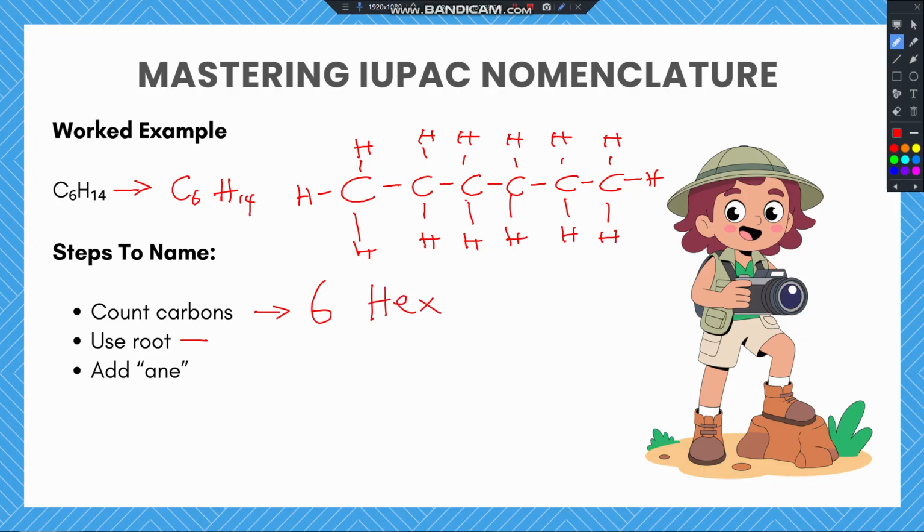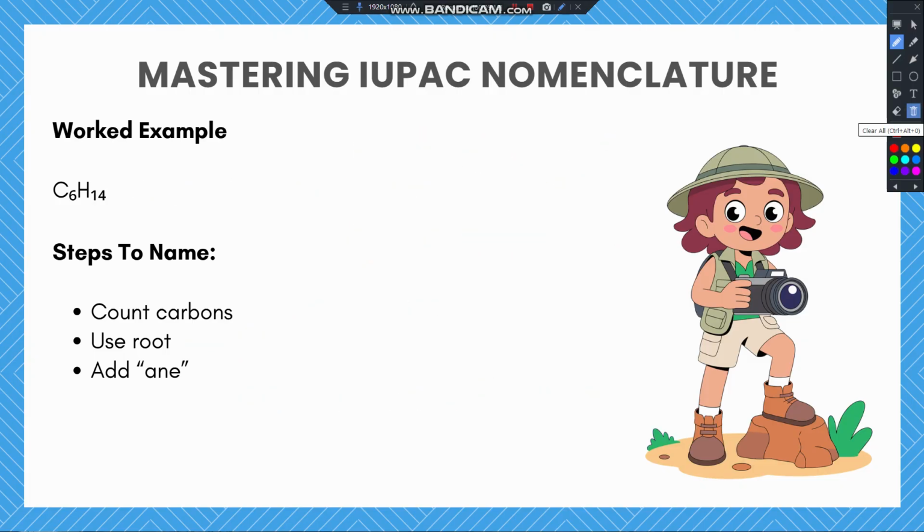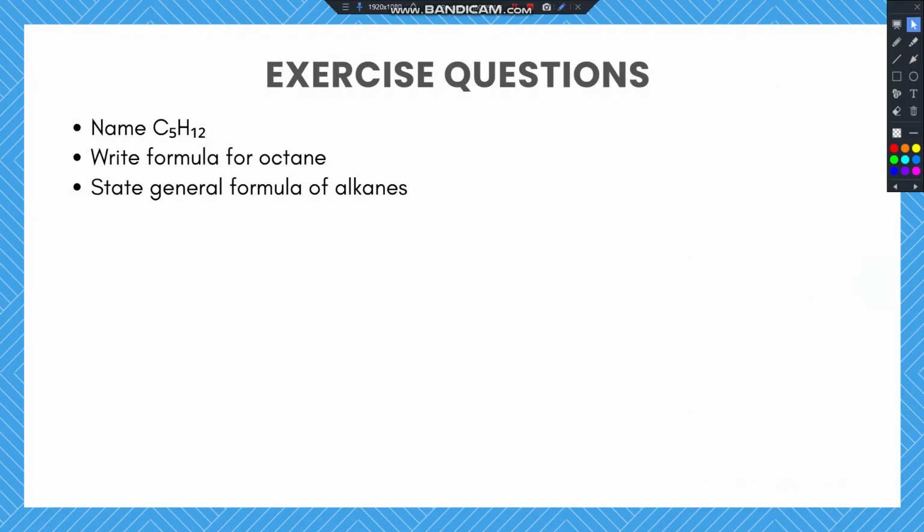So we have the root, which is hex, and then we simply add the suffix, which is ane, because it's a straight chain alkane. So we have hex plus ane. That gives us hexane. It doesn't get simpler than that. That's basically how you name a straight chain alkane. Simple and straight to the point.